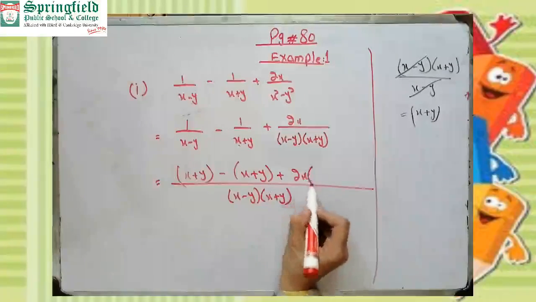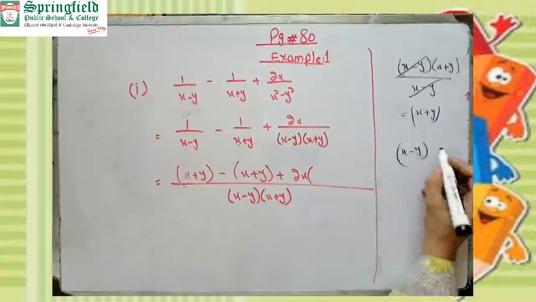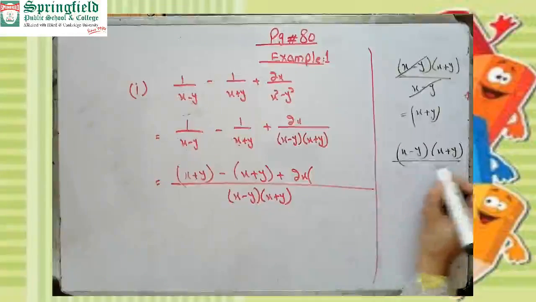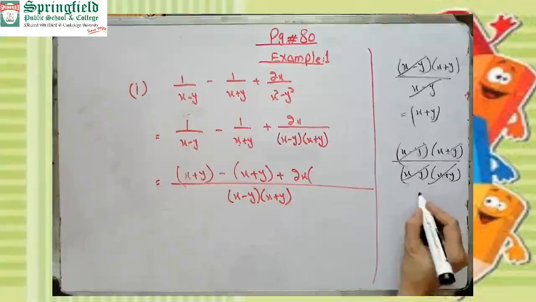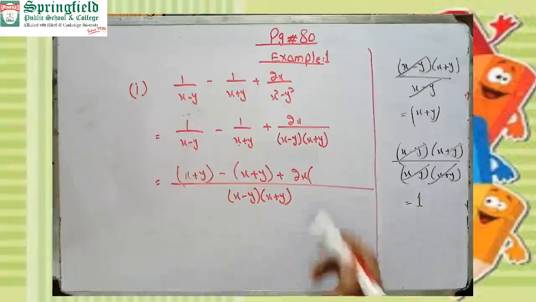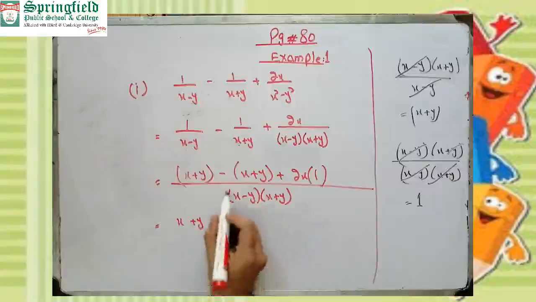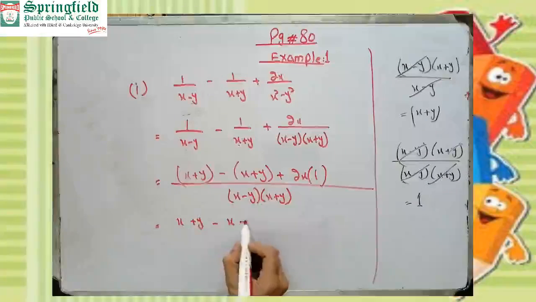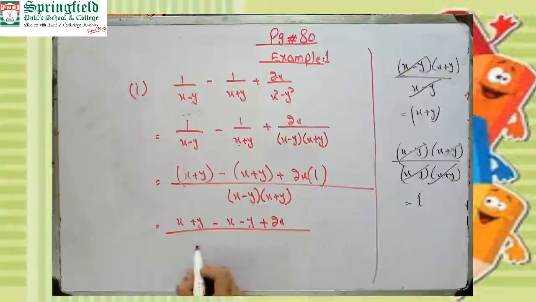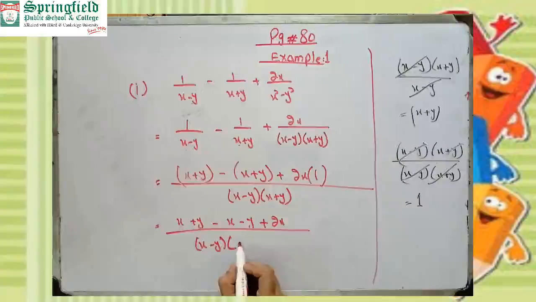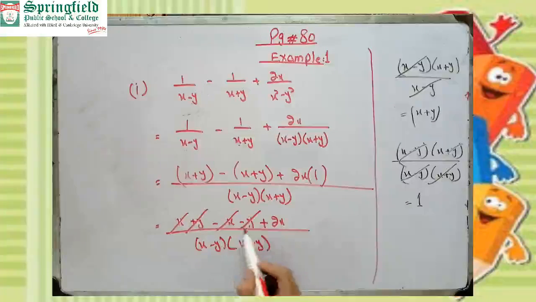Plus 2x, and then what will be the answer here? (x minus y)(x plus y) divided by (x minus y)(x plus y) can be cancelled, just 1 is your answer. It means we will write 1 here. Now open the bracket: x plus y minus x minus plus minus y plus 2x multiply with 1, 2x divided by (x minus y)(x plus y). So plus x minus x can be cancelled, plus y minus y can be cancelled.